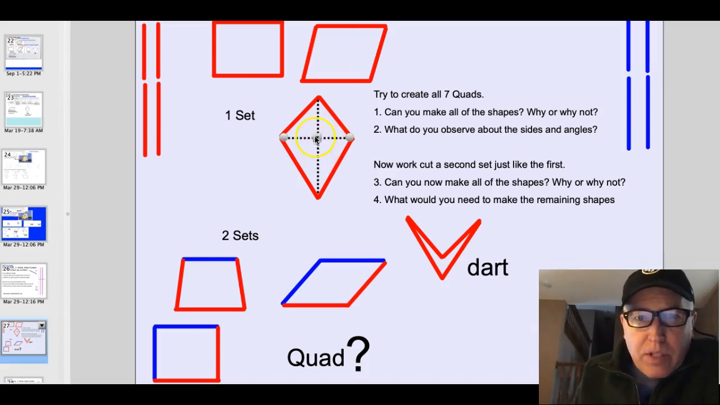And the same thing here. These angles here, when they bisect, this is going to make a 90-degree angle. So those are some of the observations you can make.